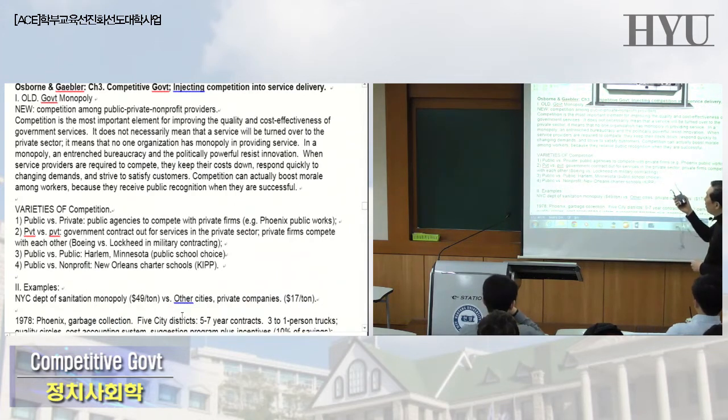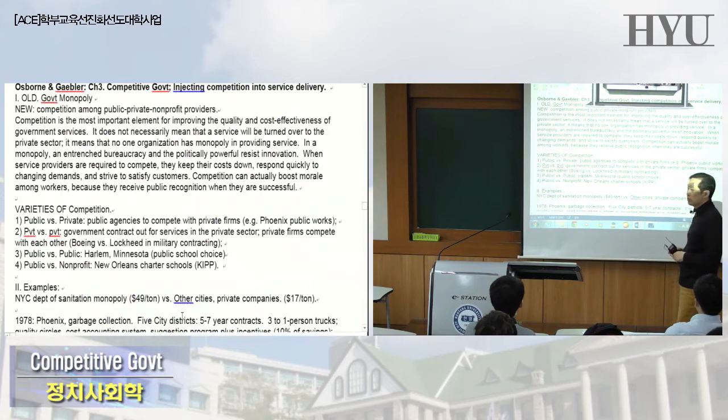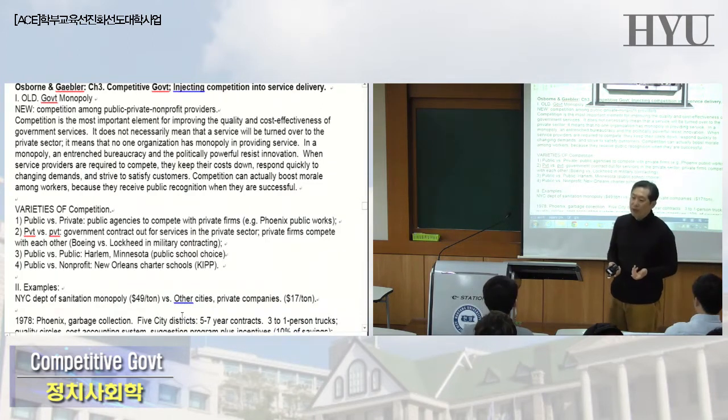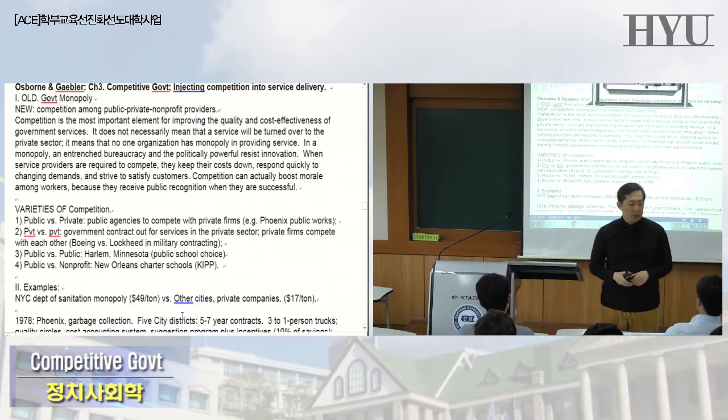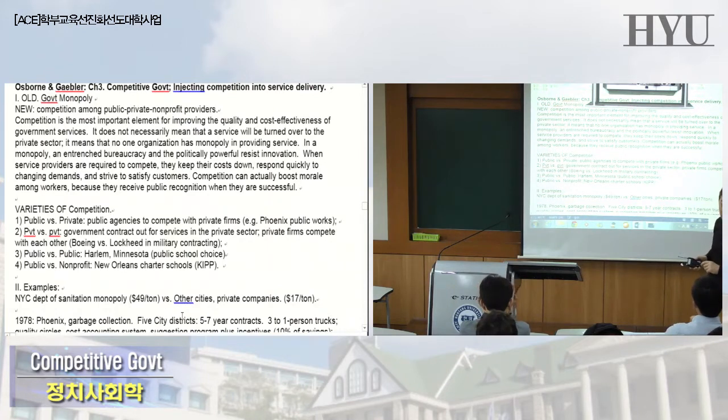So there's public versus private, private versus private, public versus public, and also public versus nonprofit. So think of examples from the book, and also think of examples from Korea or Japan or China. In education, public versus private would be public schools versus private hagwon, right? Because hagwons are private, for-profit. Private versus private would be hagwons competing against other hagwons.